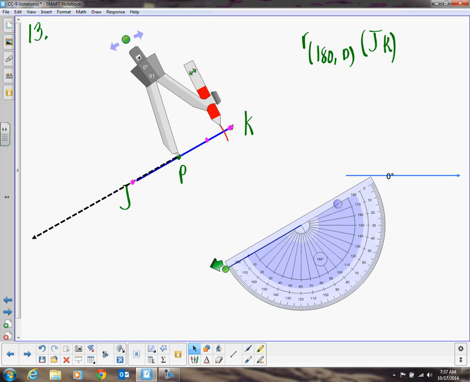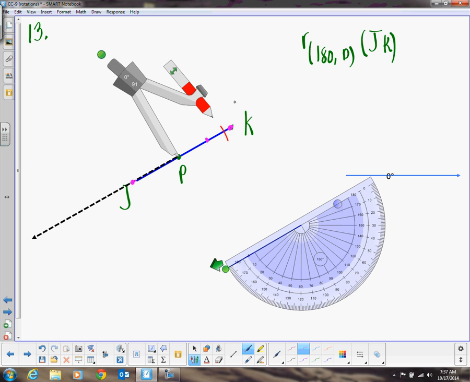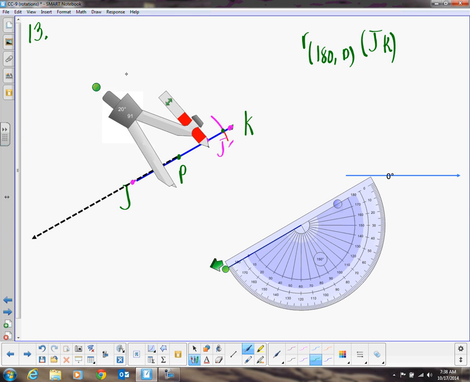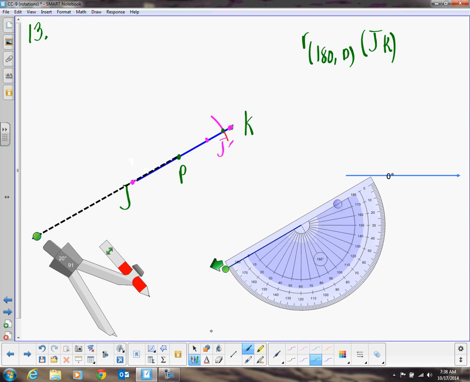What this tells me is that this right here is J prime. Maybe I'll make it blue. That's J prime. Now I have to do the same thing for K. So I'm going to use a different line. From the center of rotation through that point, I have to rotate 180 degrees.